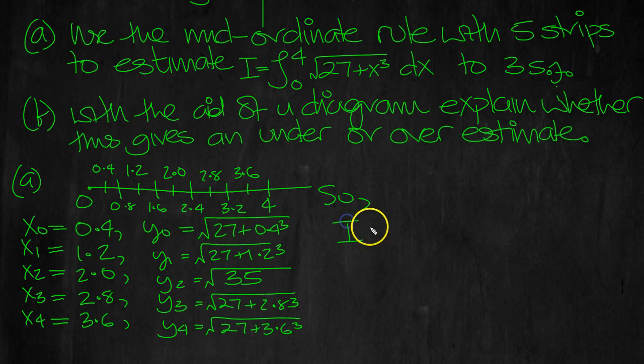So, if we label that I, we can write down the answer now. So I is equal to, well, it'll be 0.8 times the sum of all those y values. I equals the integral from 0 to 4. So that's equal to, well, let's just work it in the calculator then.